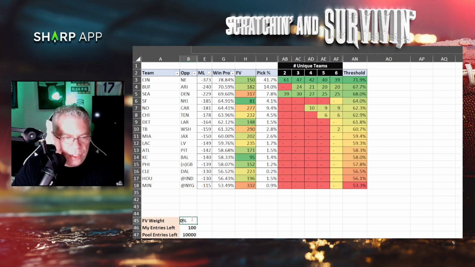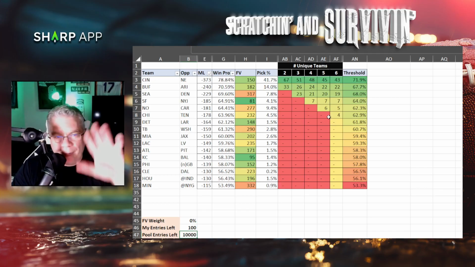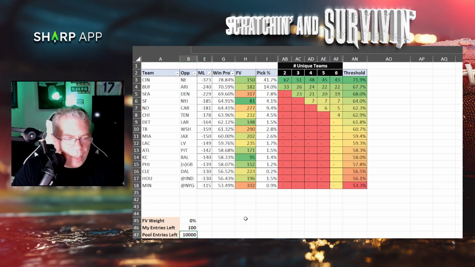So if I put this down to 0 and I leave it at 100, this 10,000 doesn't really matter for what we're looking at as far as how many picks. It will come into play behind the scenes on some other stuff that I look at. But what we're really concerned with is how many picks you have. So if you're in a pool and you took 20 entries, you may be looking at something like this. Now, the 0% means we're weighing future value at 0%, meaning we really don't care about future value. We only care about this week.